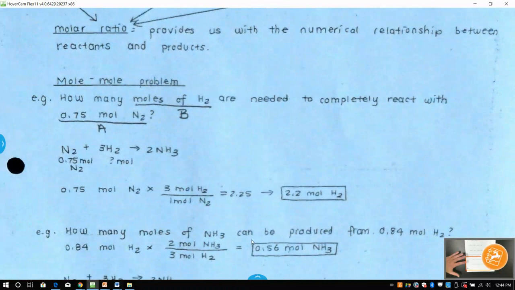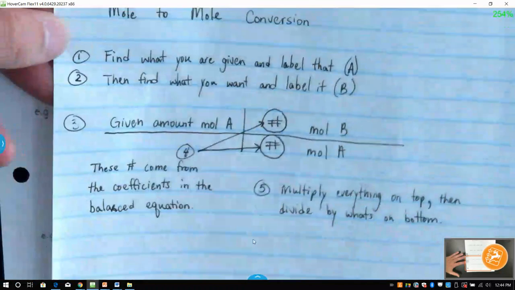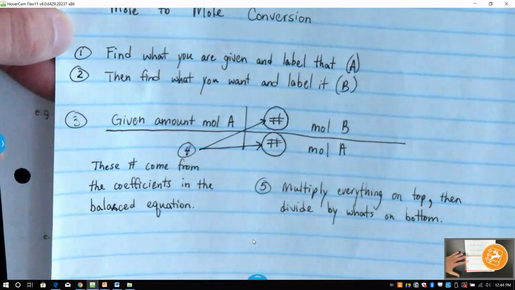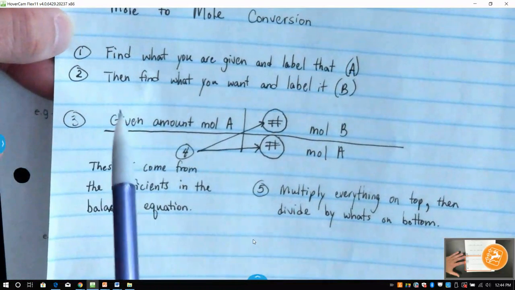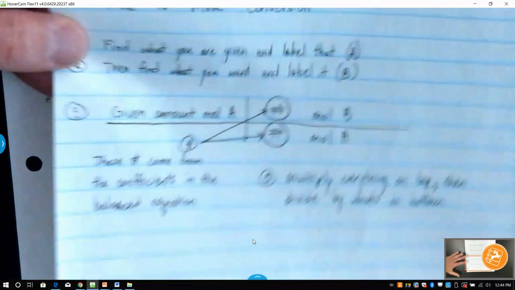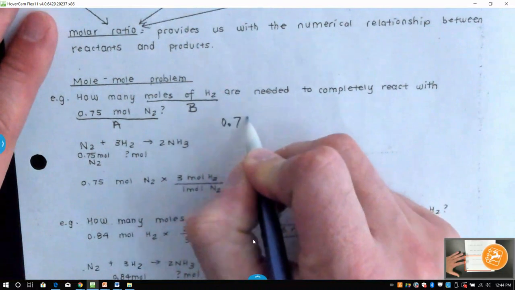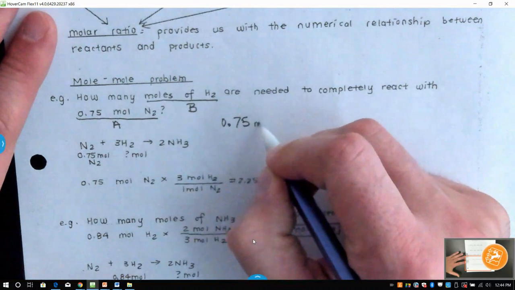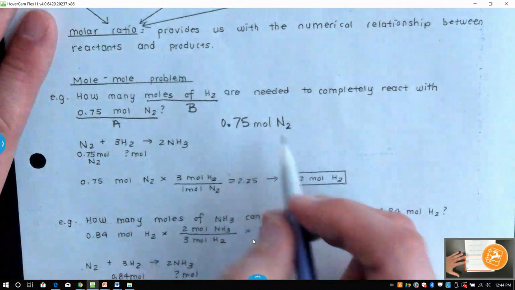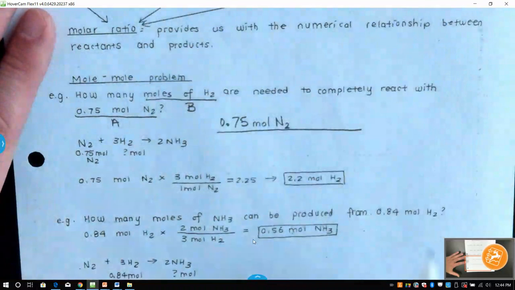Like I showed here in my little handwritten notes, we found one, what we were given, labeled it A. Found two, what we want, label it B. So three, we're going to write the given amount of mole A and put that in what I call the starting spot. So we are given 0.75 moles of N2. Yes, you have to write the whole thing out because you need to make sure units and everything cancel. It's very, very important. So we create our line.